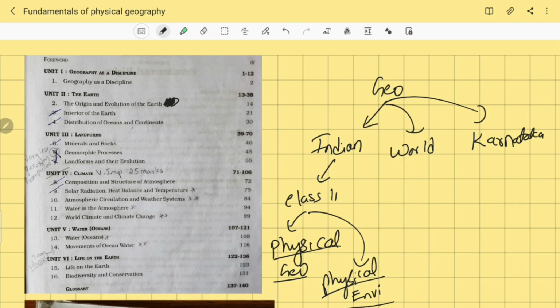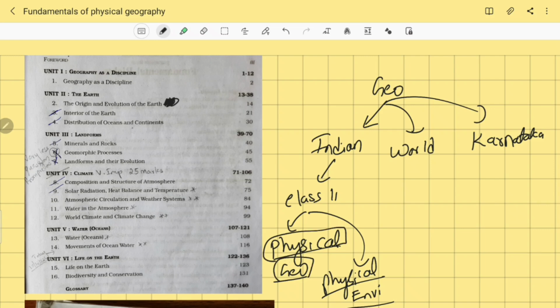This series can be seen by those people who are at the beginning stage, and the people who have already studied once can revise it from this series at 1.25 or 1.5x speed. So now let's start with class 11th physical geography, fundamentals of physical geography.